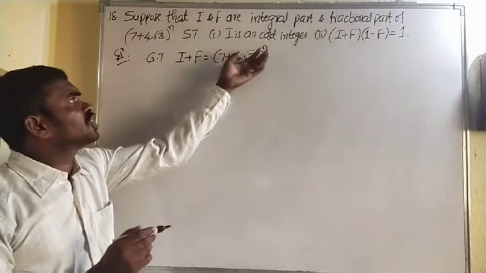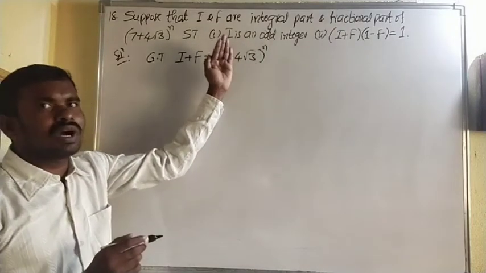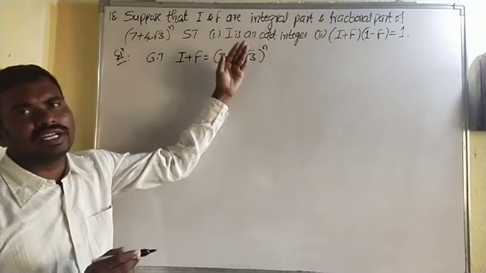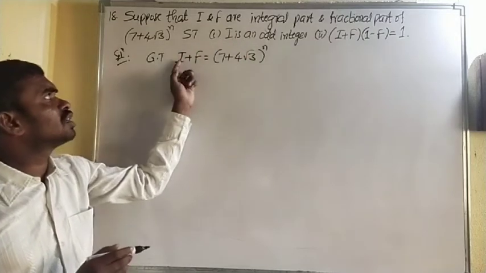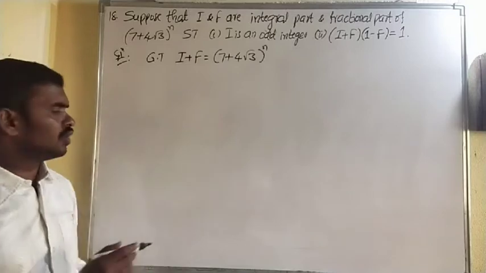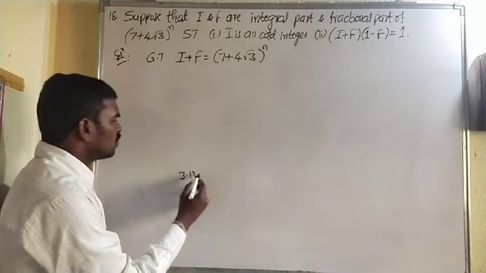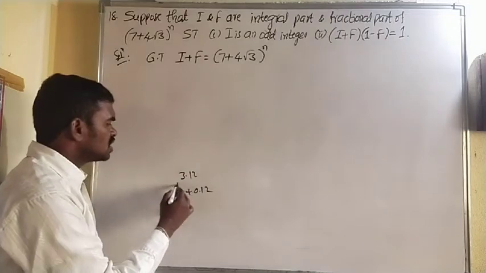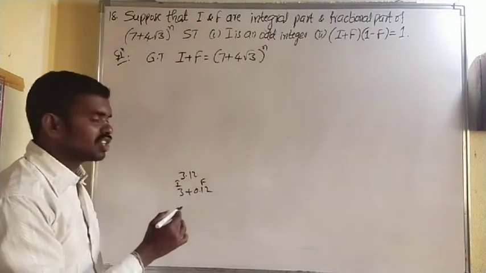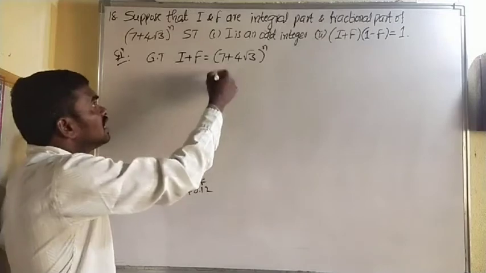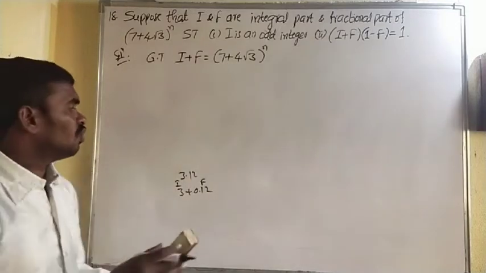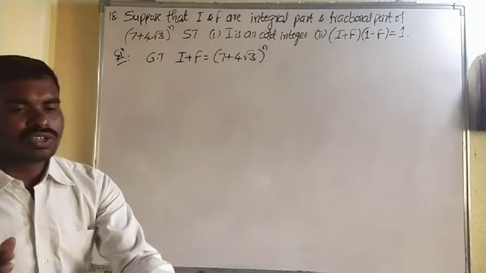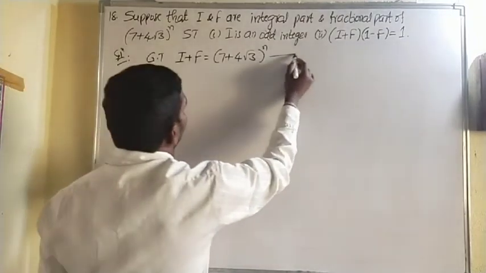(7 plus 4 root 3) whole power n means it is some number. So that whole number consists of a fractional part and an integral part. In that, the integral part is I, the fractional part is F. For example, 3.12 is there now. So 3 plus 0.12. This is the integral part, this is the fractional part. If you add these two, you get the total number. So let us take this as equation 1.